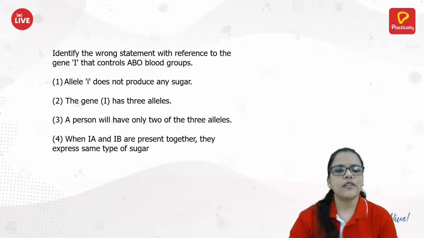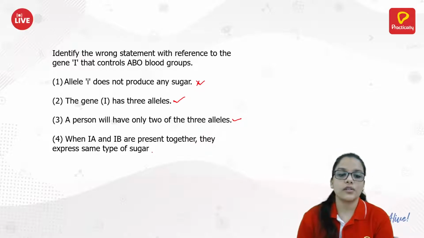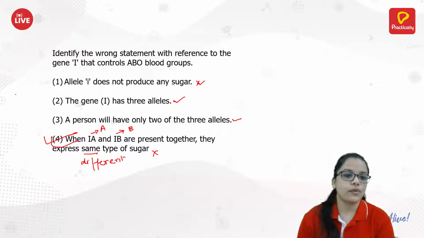Next, identify the wrong statement with reference to gene I that controls ABO blood groups. Allele i does not produce any sugar. Correct. IA and IB are present together. They express the same type of sugar. This is wrong, because IA produces the sugar or antigen A, and IB produces the sugar or antigen B. So they are different types of sugar. So the answer is 4.